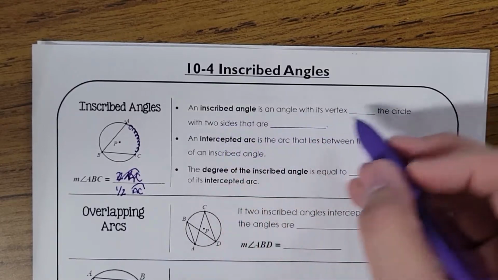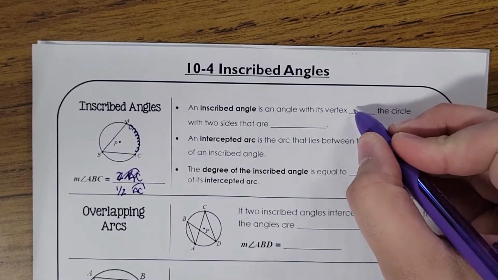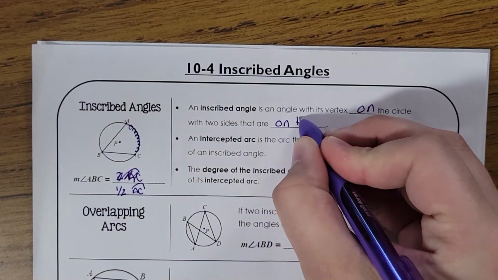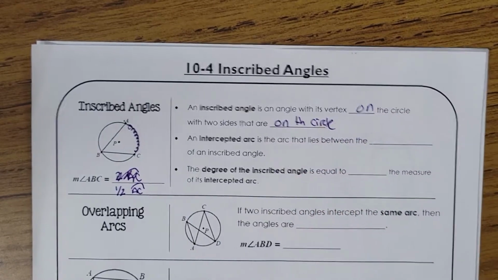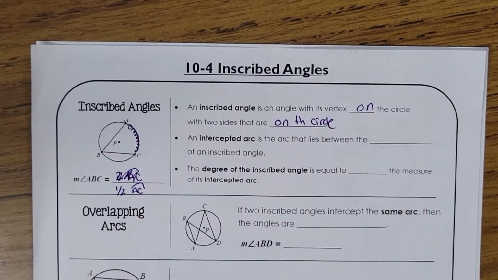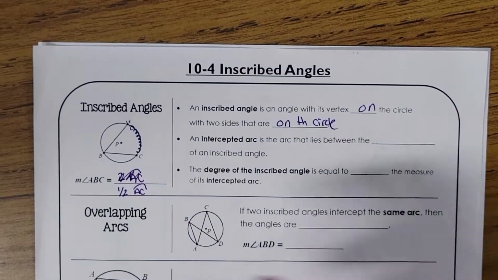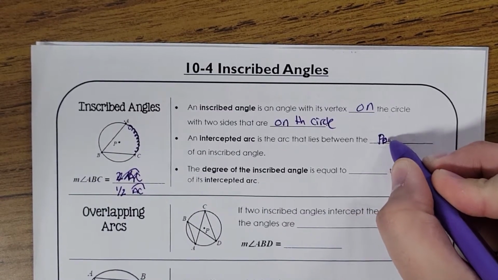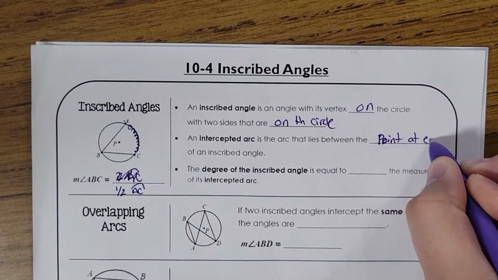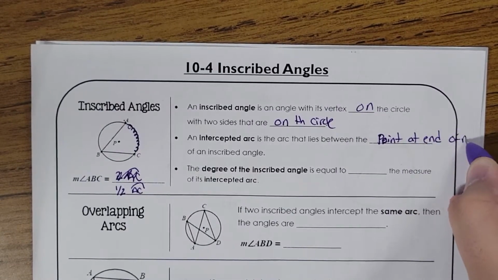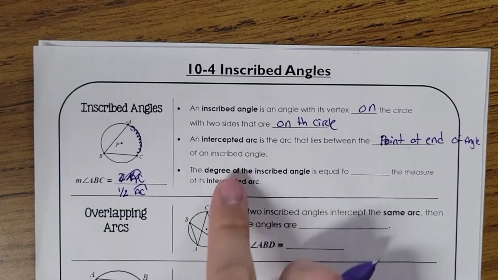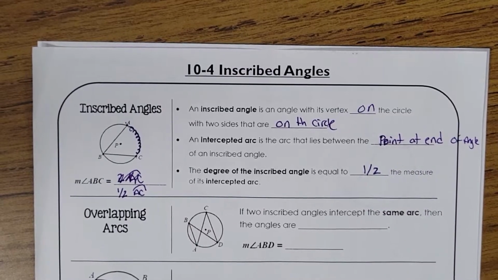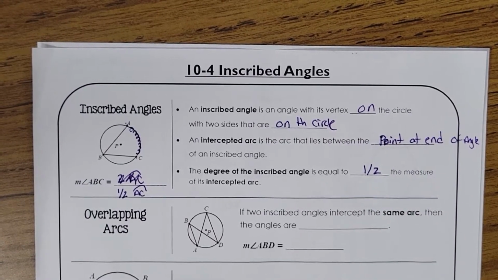So again, the inscribed angle is when the vertex is on the circle and the two sides are also on the circle, or in the circle, right? They're inside the circle. The intercepted arc is the arc that lies between the points, the endpoints, the points at the end of the angle, and the degree of the inscribed angle is always going to be equal to half the measure of the intercepted arc. A couple other important things are going to happen here.